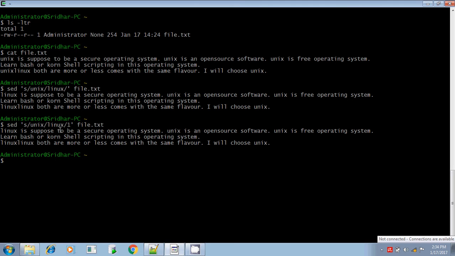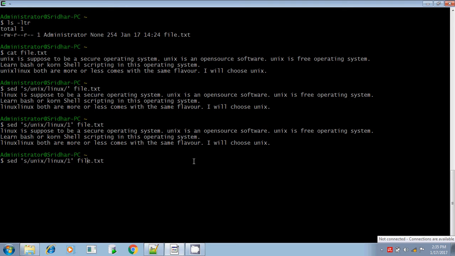Here also I am replacing only the first matching instance. This is the first matching instance. It is replaced. The second matching instance is not replaced because we have given it as 1. So both are the same. And the second line, there is no matching instance, and in the third line, the first matching instance is replaced, and the second matching instance is not replaced.